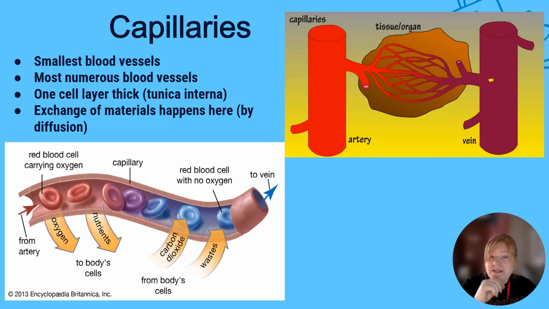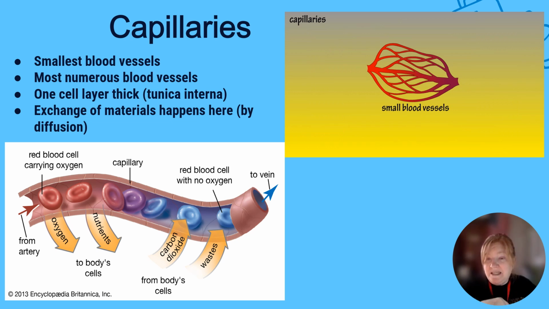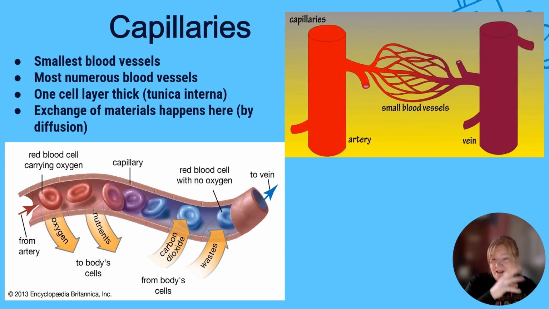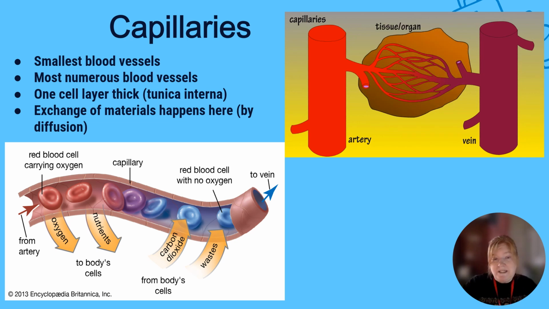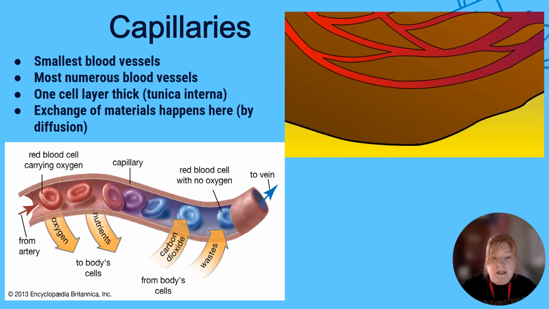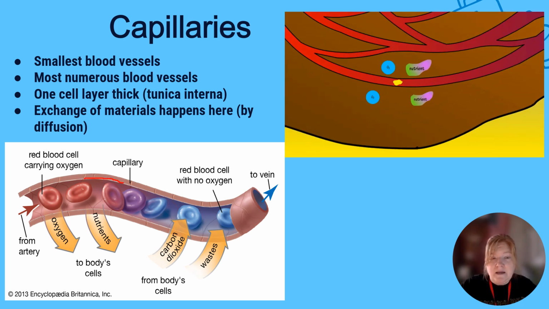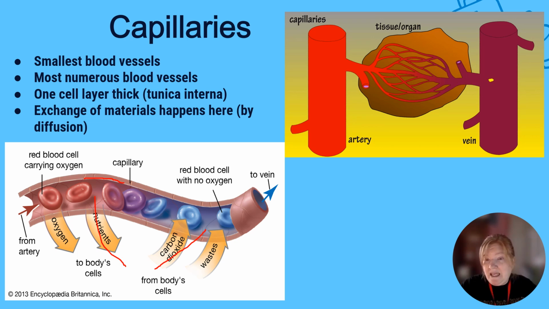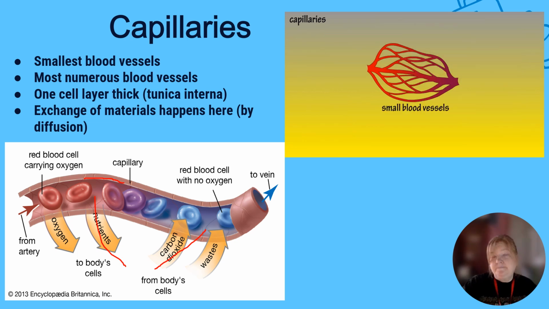And why? Because exchange of materials happens here by diffusion. And if it was many layers, diffusion would take too long. So it is simply one cell layer thick. So that means nutrients can diffuse out and waste can diffuse back in to be gotten rid of. Okay.